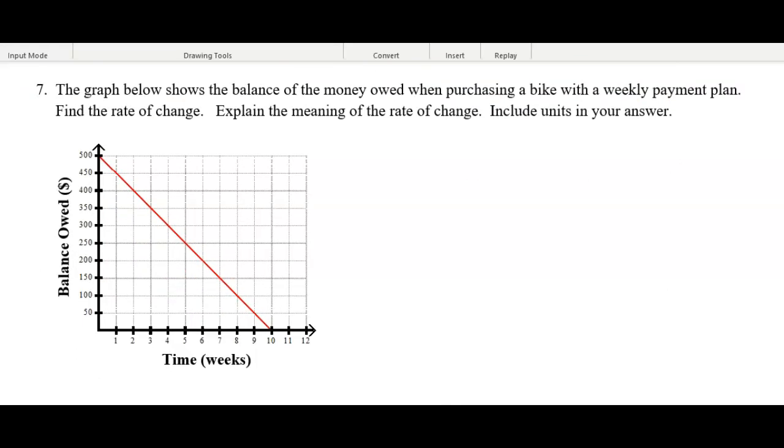Number 7 says the balance of the money owed when purchasing a bike with a weekly payment plan. So we are going down and over. So it looks like every single week we are decreasing $50. We're going down and over 1 week. So our change in y, because this is our y-axis, is 50. Everything's going down by 50s as this line moves down, and this is going in a positive direction. So what does this mean? -50 over 1.